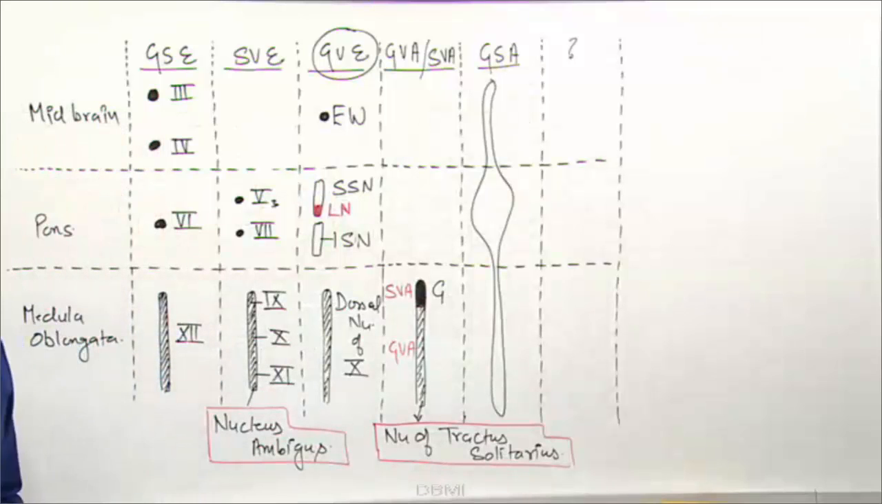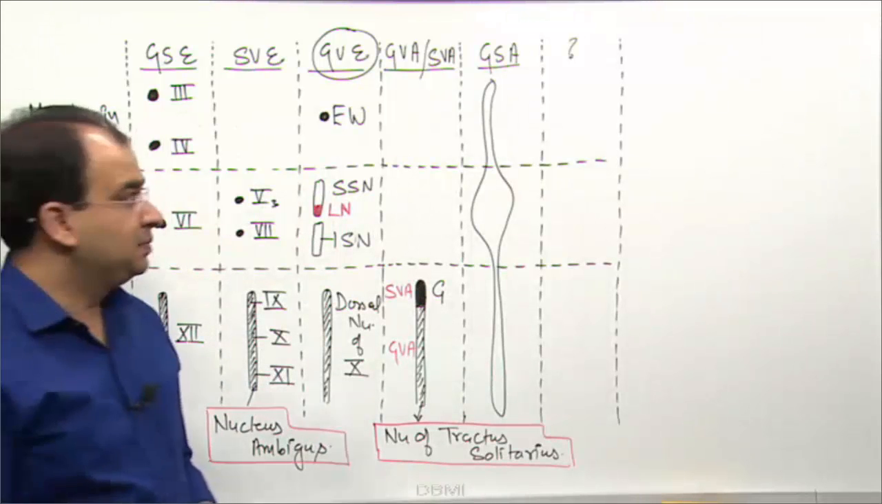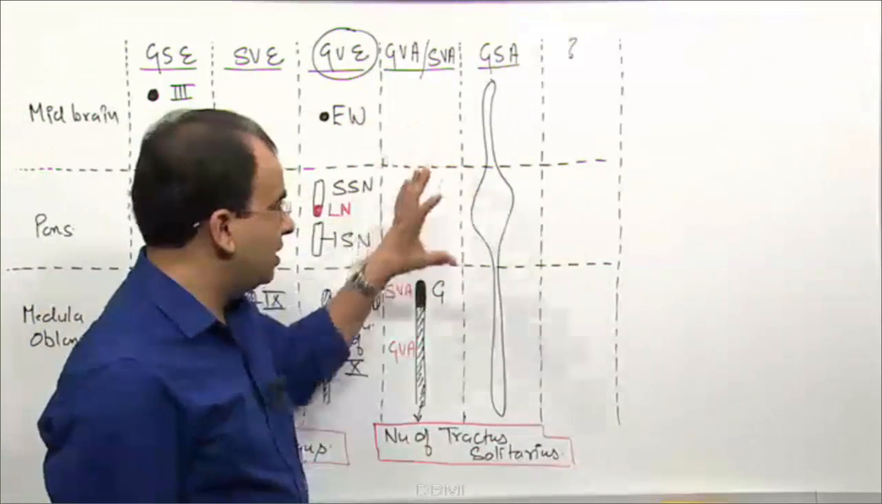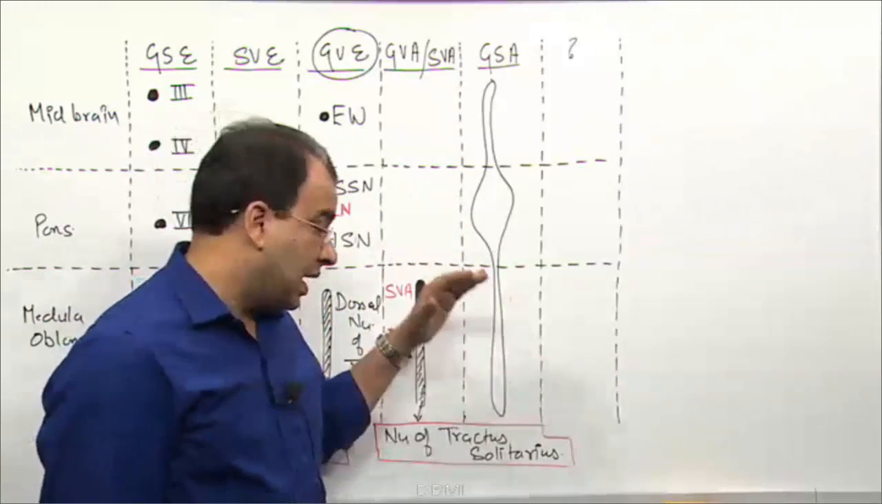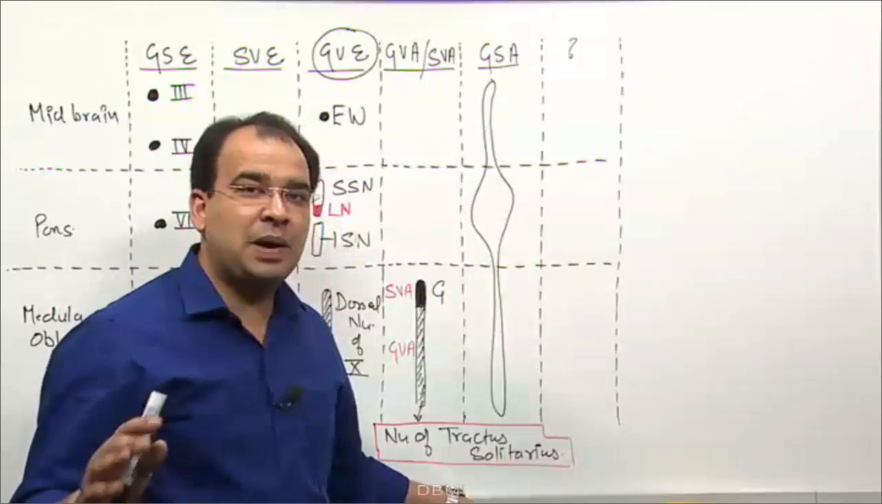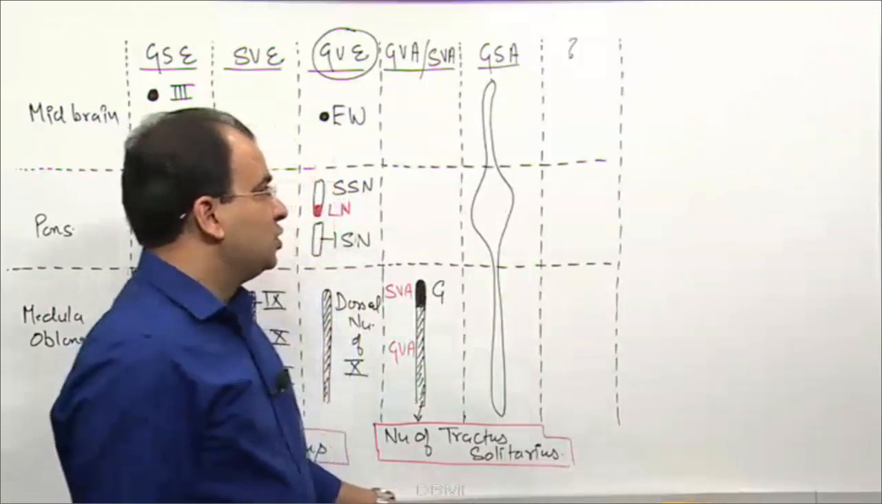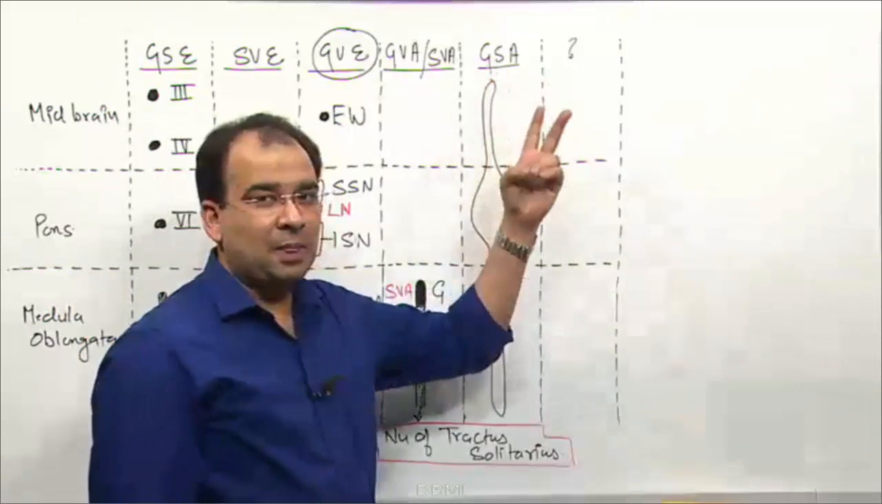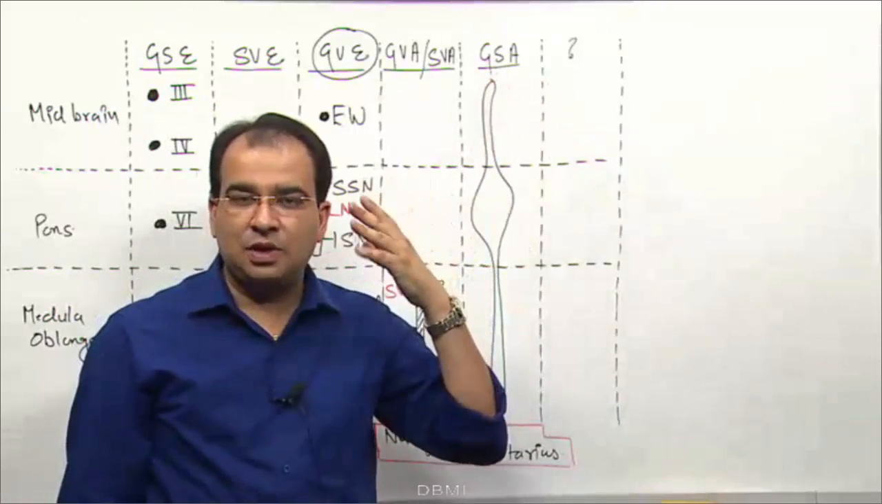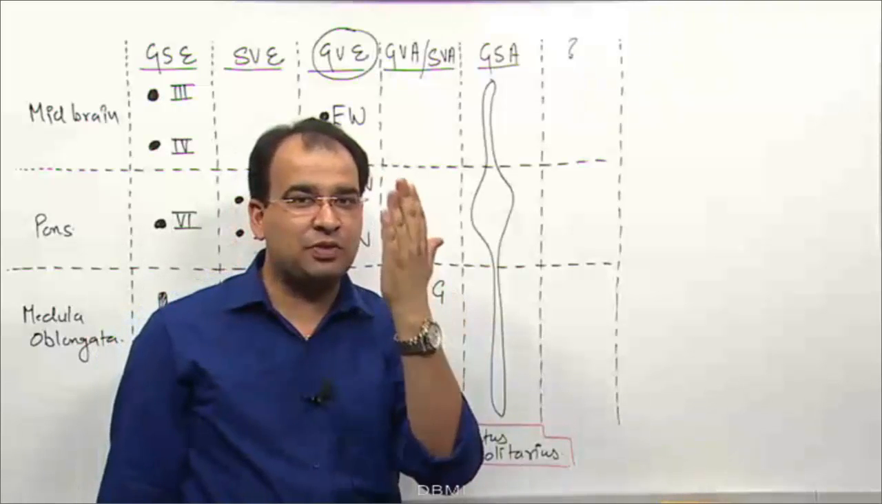It's a huge nucleus present in the entire brainstem. It is occupying the midbrain, the pons, and the medulla oblongata, and extends into the upper part of the spinal cord as well. This huge nucleus is called GSA, general somatic afferent, the one which carries the general sensation from the face.